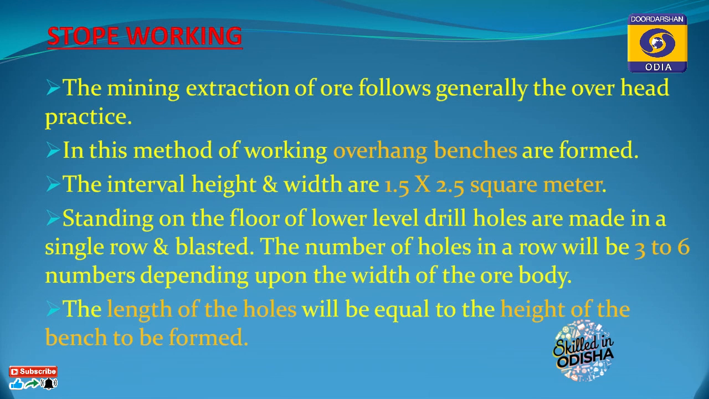Overhang benches are formed. The next point: the interval height and width are 1.5 to 2.5 square meters. Standing on the floor of the lower level, drill holes are made in a single row and blasted. In this method, we only use single row blasting.